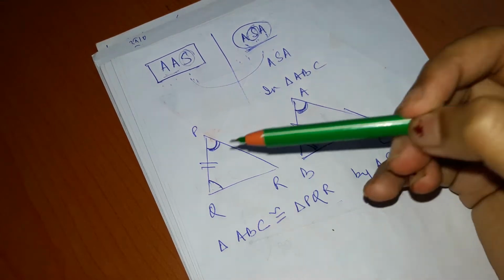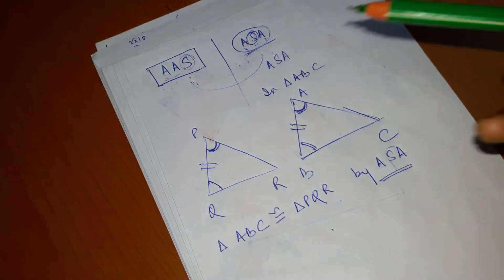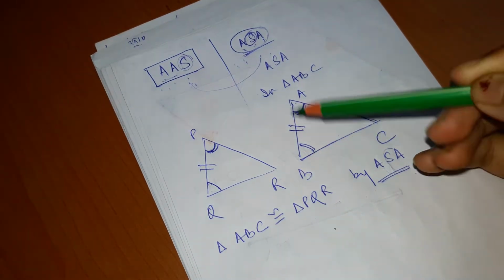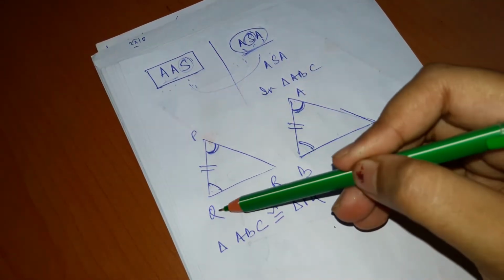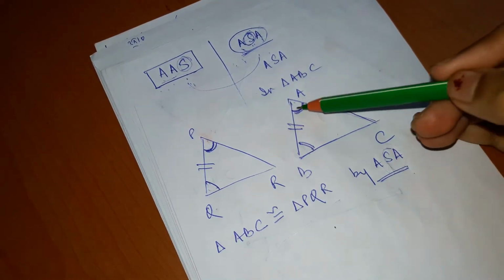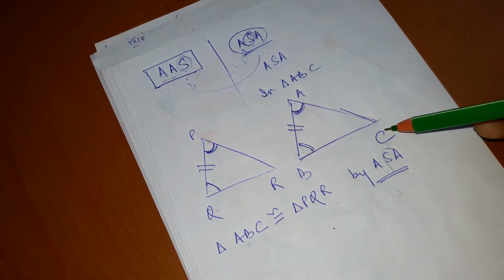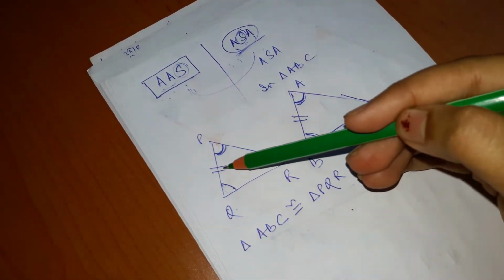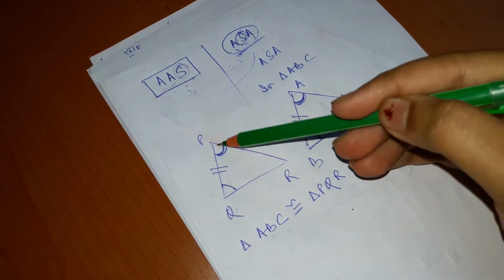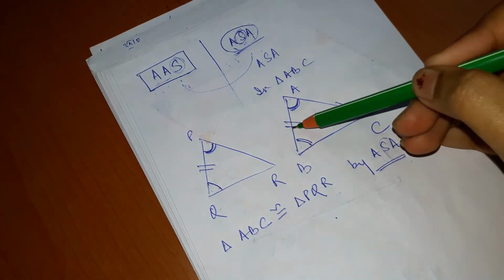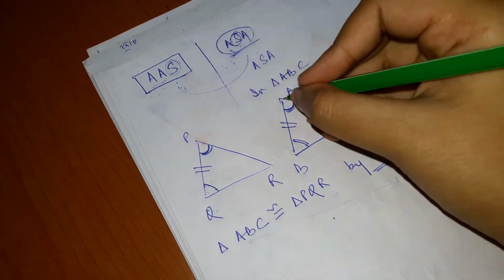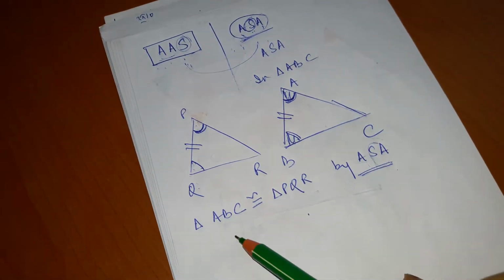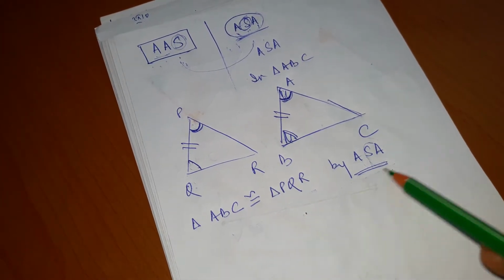Angle side angle, which means that this side is in between these two angles. These two angles of triangle PQR are correspondingly equal to these two angles of triangle ABC, and PQ is again equal to AB, which means this side PQ is between these two angles. Similarly, this side AB is between these two correspondingly equal angles. So we can say triangle ABC is congruent to triangle PQR by ASA.